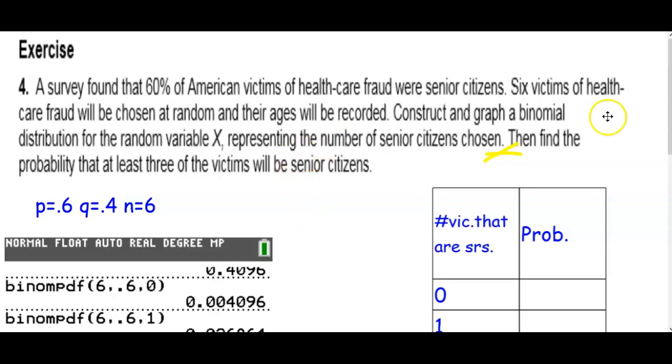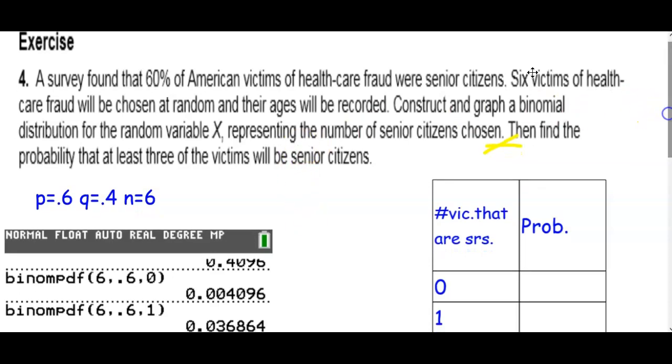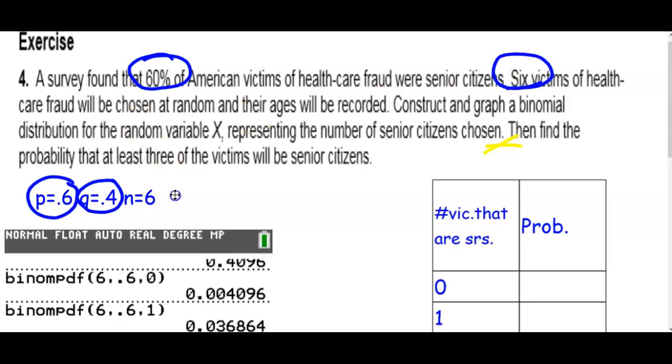All right, so here's the practice example. A survey found that 60% of American victims of healthcare fraud are senior citizens. So 60% chance that they'll be a senior citizen, 40% chance that they won't be a senior citizen, and 6 victims of fraud were chosen at random. And we're supposed to figure out how many of them were senior citizens.